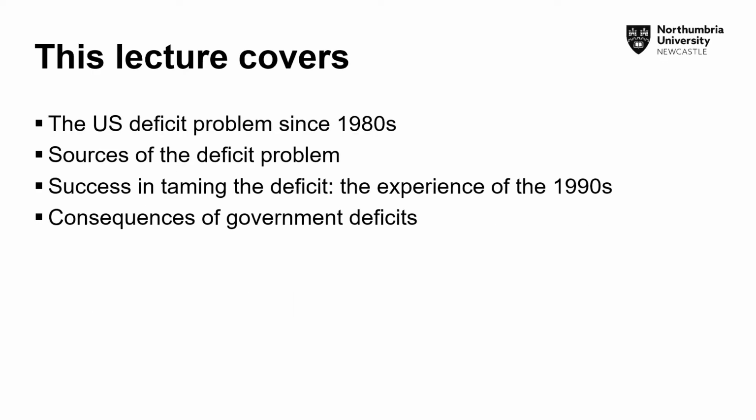What this lecture covers is the US deficit problem since the 1980s and the sources of the deficit problem, so why is the United States in a deficit? What have been successes in taming the deficit? In other words, this is related to the expenditure of the 1990s. And what are the consequences of government deficits? So now we are transitioning into macroeconomics.